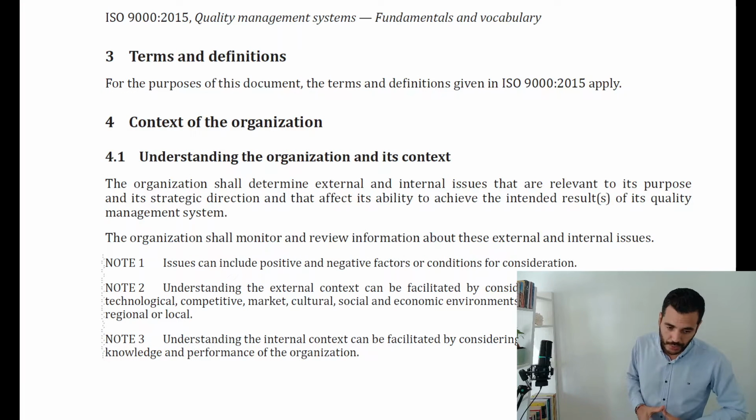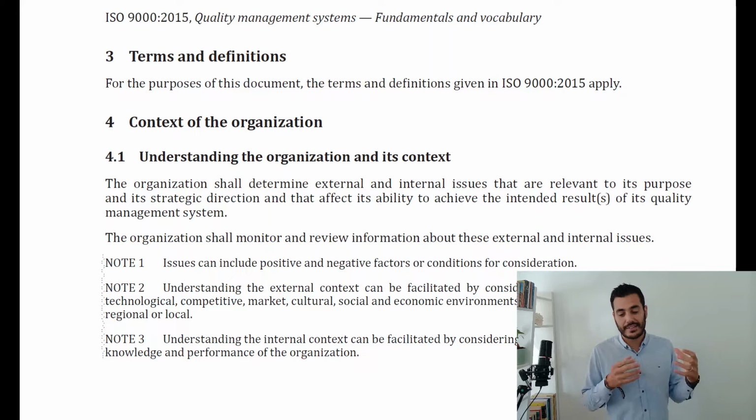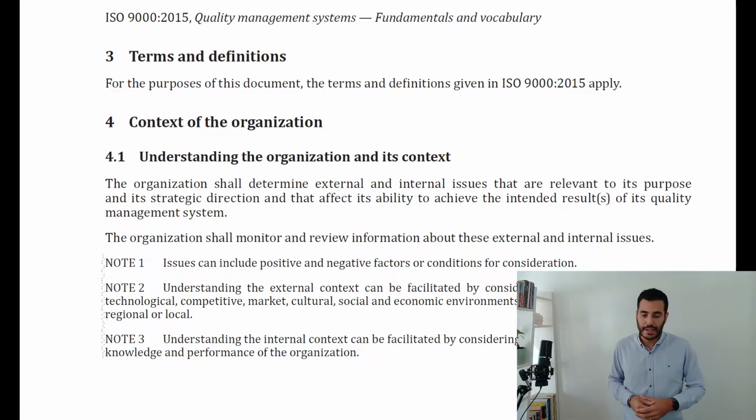And effectively, that is what clause 4.1 is telling us. It's telling us that the organization shall determine external and internal issues that are relevant to the purpose and its strategic direction and that affect its ability to achieve the intended results of its quality management system. Let's chunk this statement down into smaller elements.